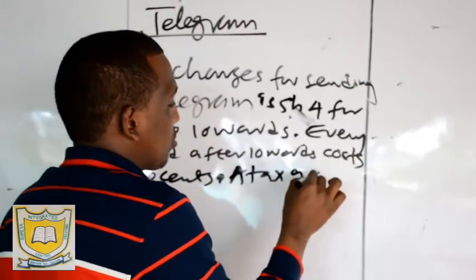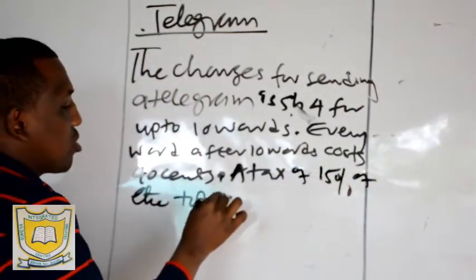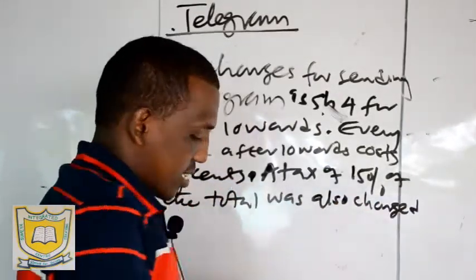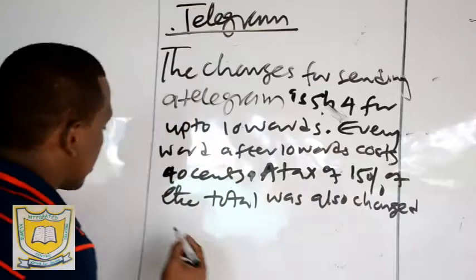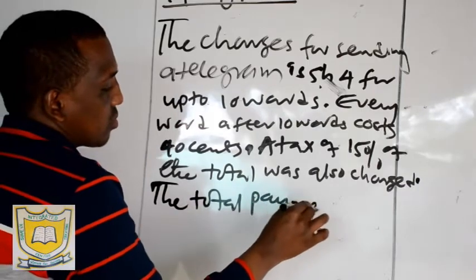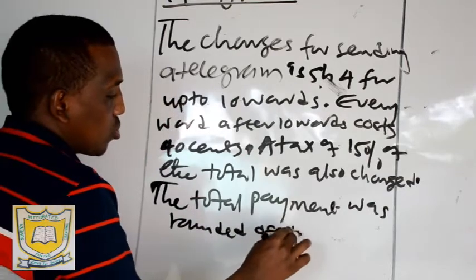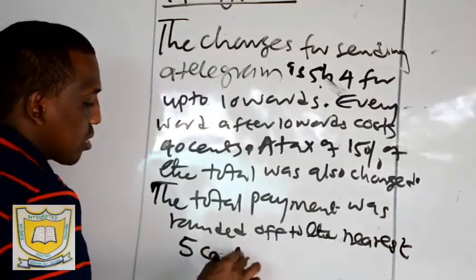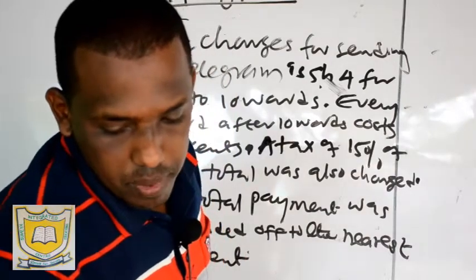A tax of 15% of the total was also charged. The total payment was rounded off to the nearest 5 cents. How much did Auma pay for sending the telegram?